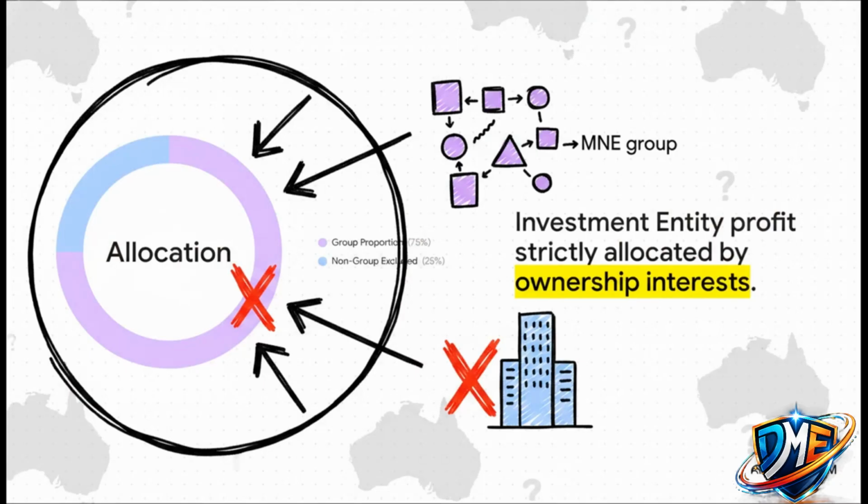When you're computing that safe harbor data, profits and revenues are strictly allocated based on ownership interests. The rules dictate that you only include the financials of the investment entity in proportion to what the constituent entity owner actually holds. That second slice of the pie, the part held by non-group entities, is completely excluded from your computations. It's a very comprehensive ring-fencing of group assets.